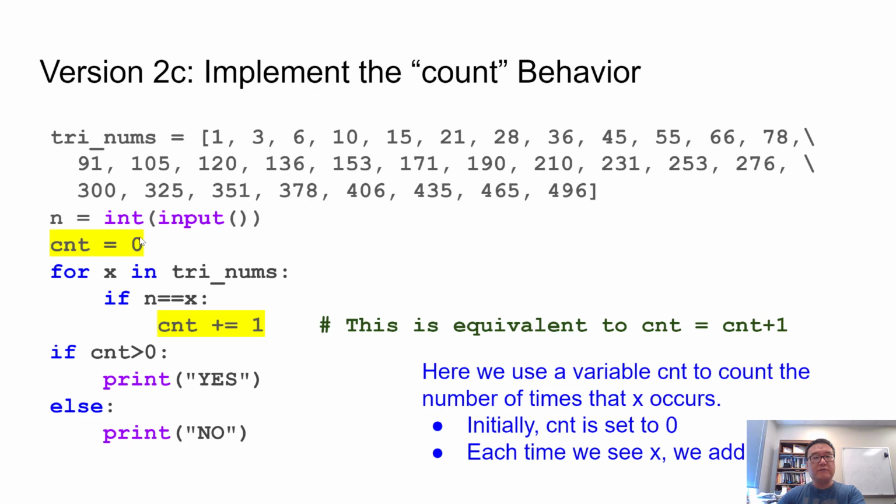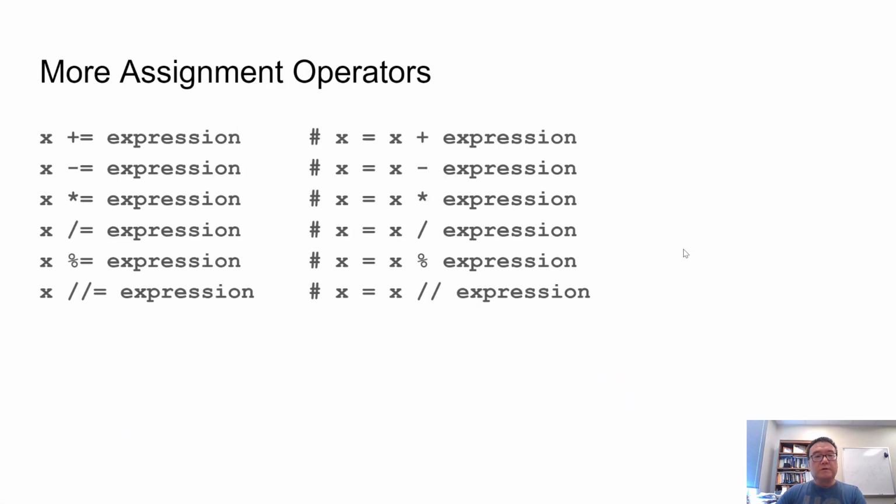We initialize the default value to be 0, and every time we see it, we increment by 1. When we are done, the variable count, cnt, will store the number of times this value appears in the list. In addition to plus equal, we can also use minus equal, multiply equal, divide equal, mod equal, and integer division equal. They essentially mean the same thing. They're just a shorthand.